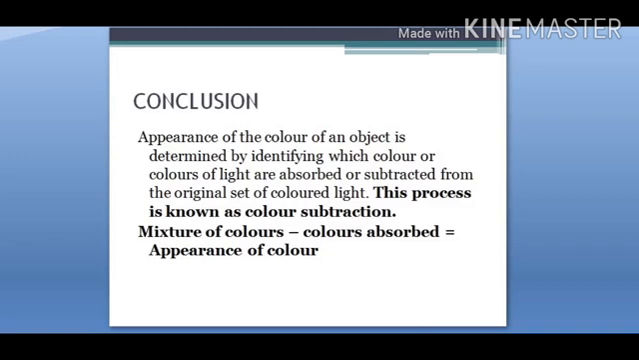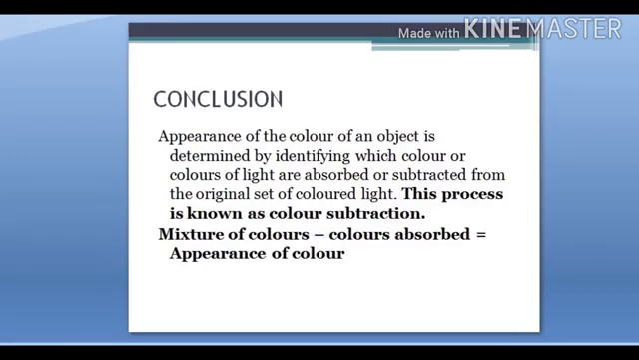Okay. Now this is the conclusion of what we have discussed so far. The appearance of the color of an object is determined by identifying which color or colors of light are absorbed or subtracted from the original set of colored light. This process is known as color subtraction. Mixture of colors minus color observed gives the appearance of color. To understand this, let's discuss the slide which we have discussed before.